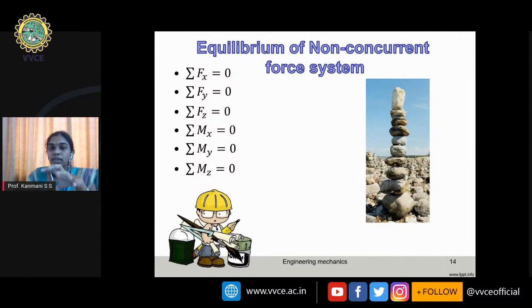That is where we are going to discuss the equilibrium of a non-concurrent system, where the force can be applied in all three directions, but we make sure that the body will not move in any direction. This is just a stack of stones I'm showing, but in the actual field, all the structures we see in reality, whether natural or man-made, if they are in the state of rest, they should obey these six equations of equilibrium.